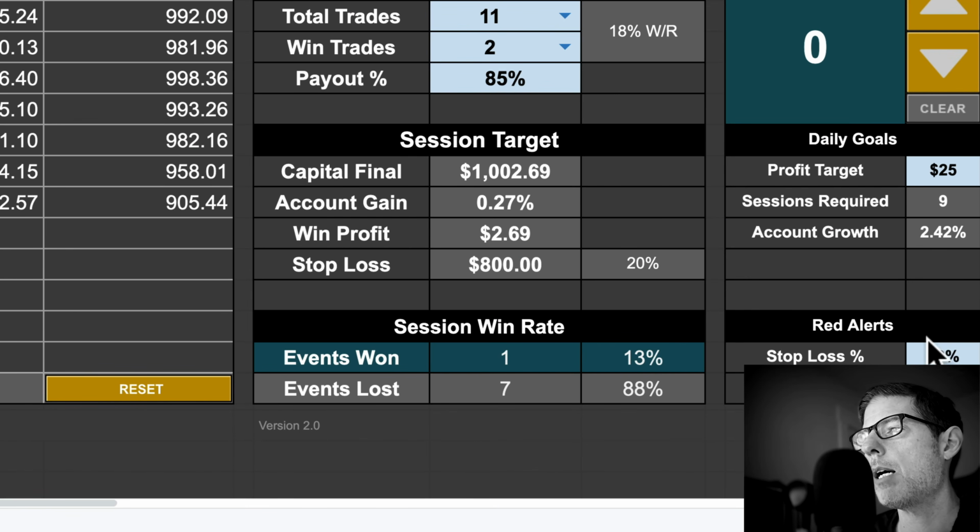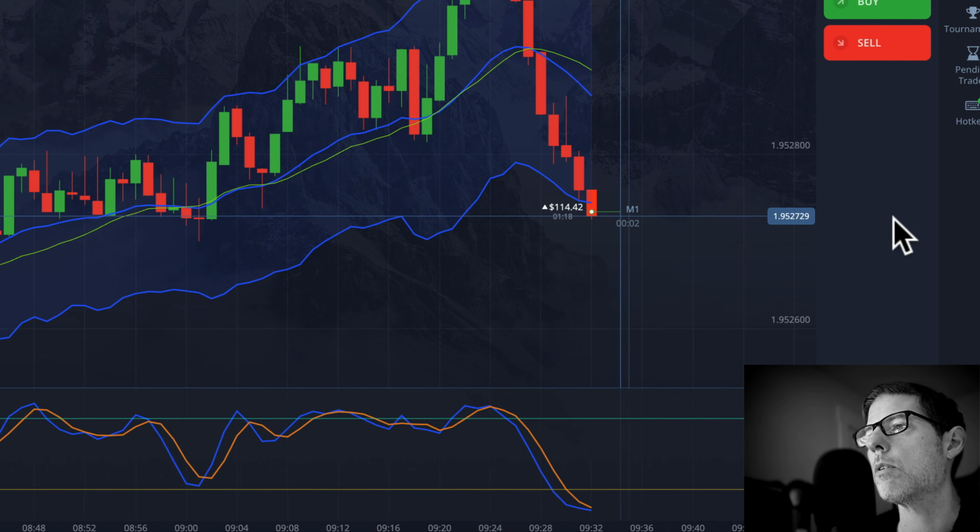We've got the stop loss set to 20%. So we're not really close to our stop loss yet, which is around $800. Look at all these losses. I mean, just crazy. But can we still come out in profit? Can we still break even? And that's what we're doing today.